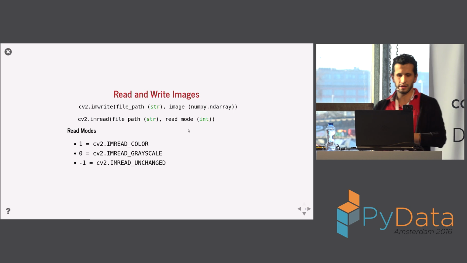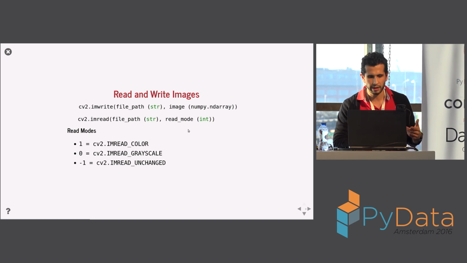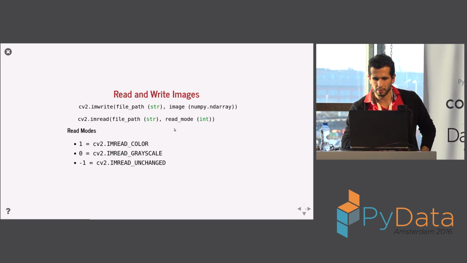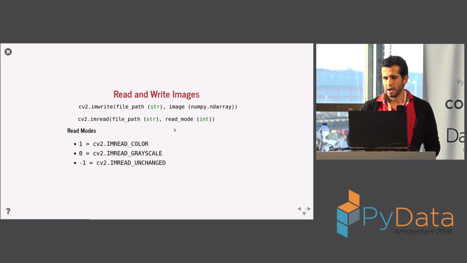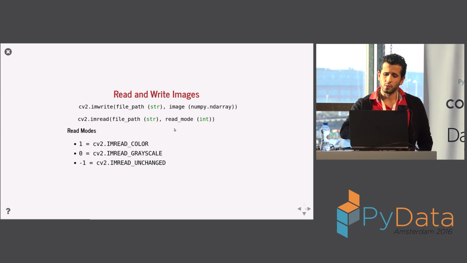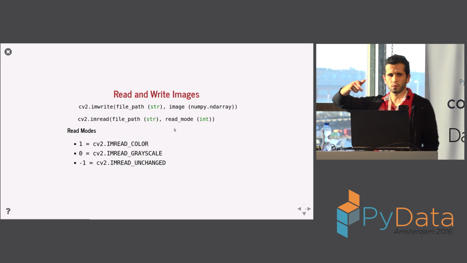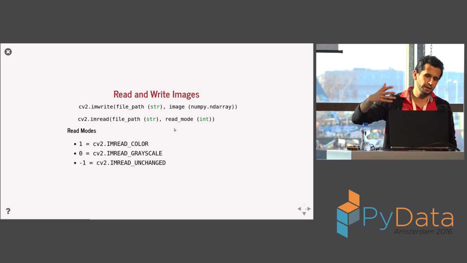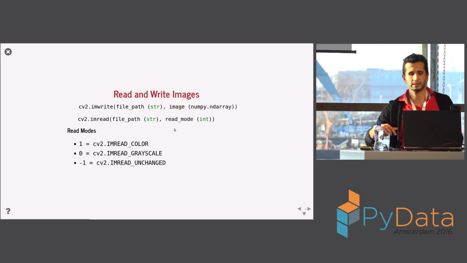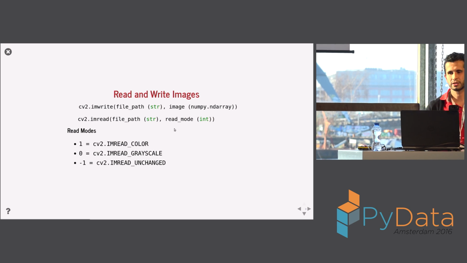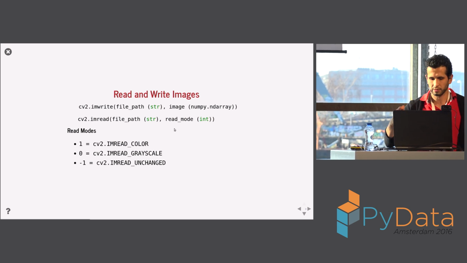Okay, read and write images. For that, we just use imwrite and imread. Pretty simple. You just send the path and the NumPy array. And then if you want, there are flags here, 1, 0, or -1, depending on whether you want to read it in color, in grayscale, or unchanged if it has an alpha channel. So that's transparency.